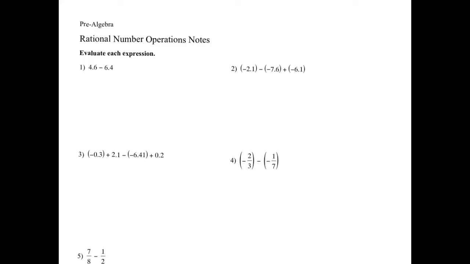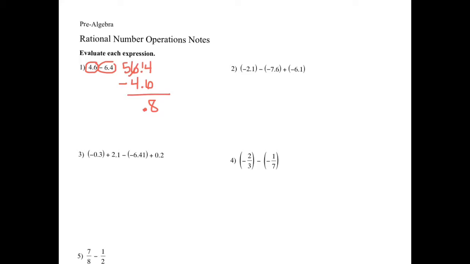So the first thing that I'm going to do is I'm going to look at these two numbers and circle them. One is positive and one is negative. So same signs add and keep, different signs subtract. So it's a subtraction problem. 6.4 minus 4.6. I'm going to borrow. 14 minus 6 is 8. Bring my decimals straight down.